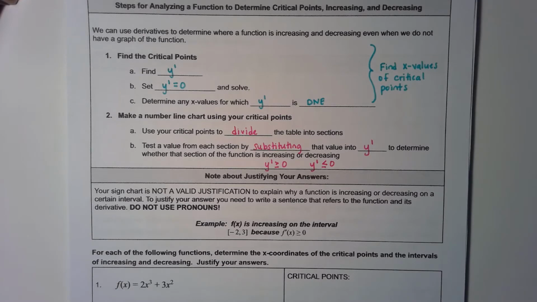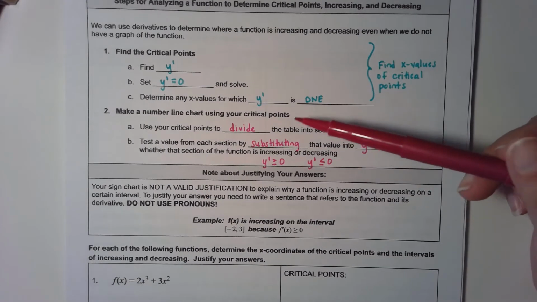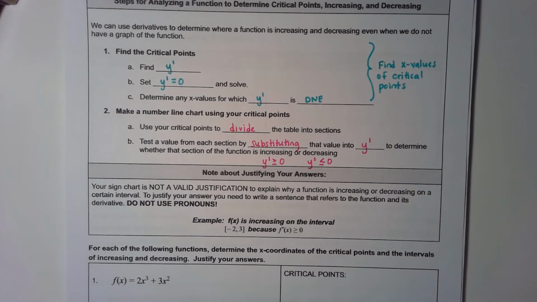So the problems will usually say, determine the locations of the critical points, justify your answer. Your chart that you make as part of the work here is not a valid justification to explain why a function is increasing or decreasing on a certain interval. In order to justify your answer, you have to actually write a sentence that refers to the function and its derivative. So do not use pronouns.